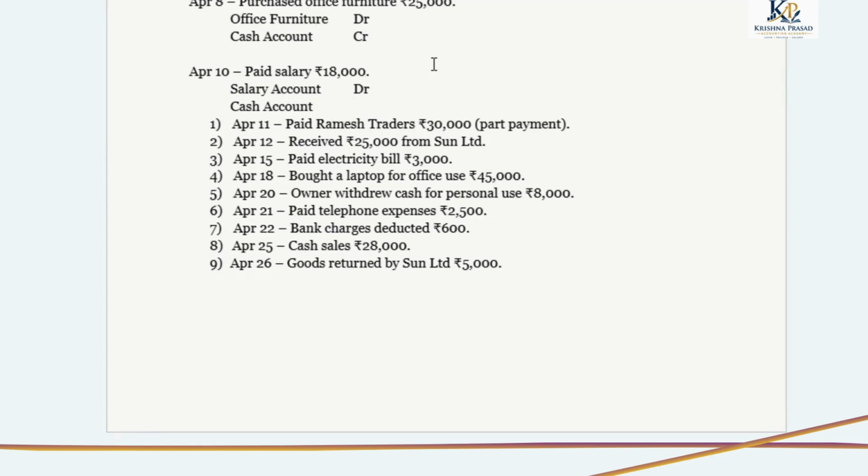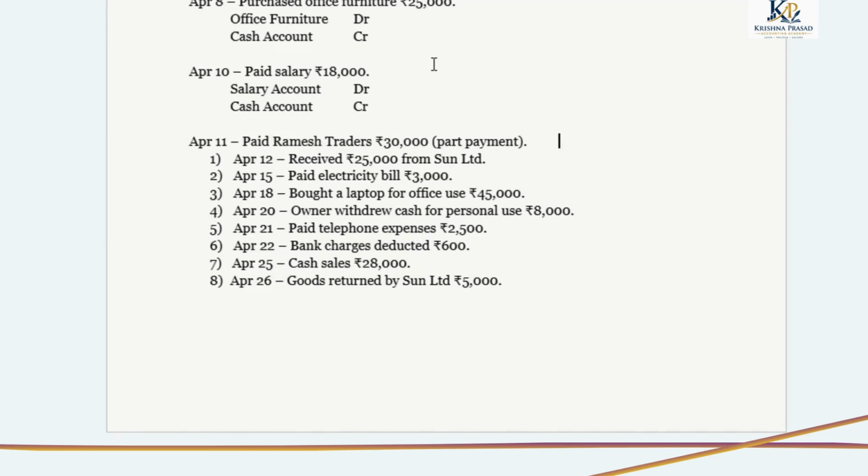Next, cash. Cash is an asset. Asset means it will come under real account. What is a real account principle? Debit what comes in, credit what goes out. Cash is coming to the business or going out of the business? Going out of the business. So that means we need to credit cash account.